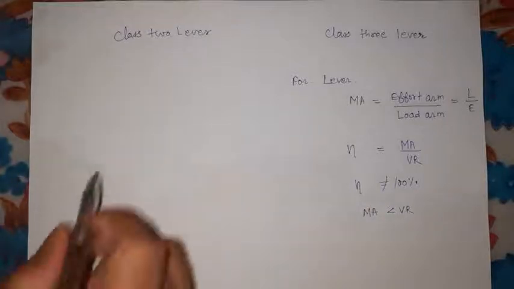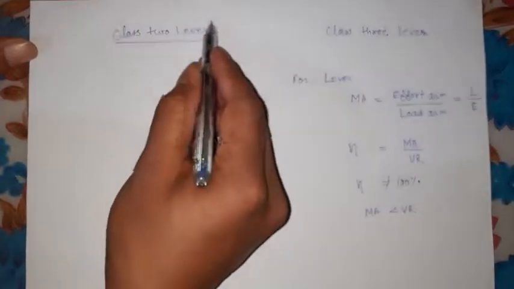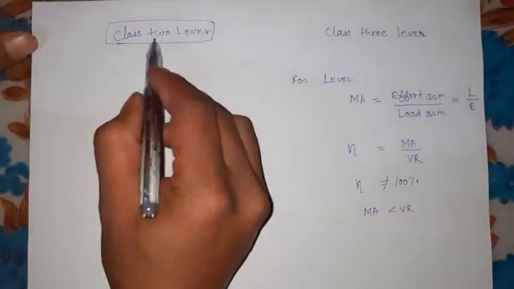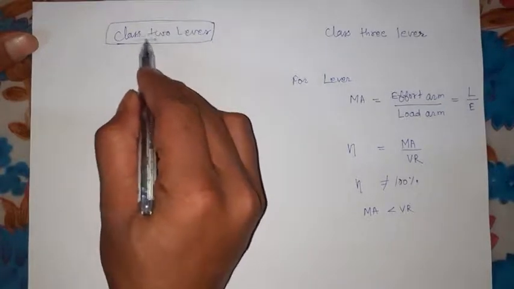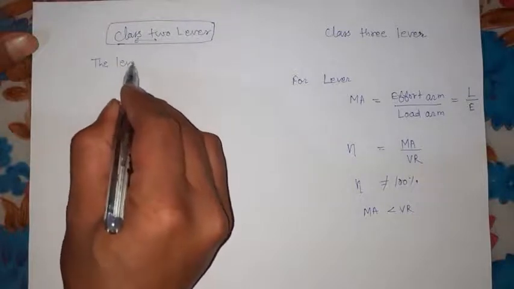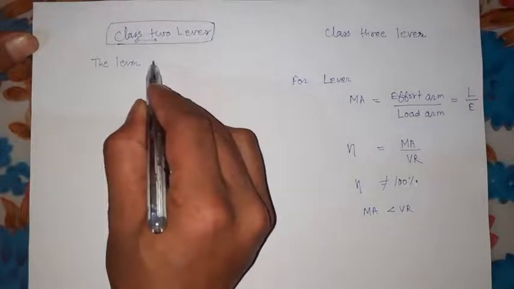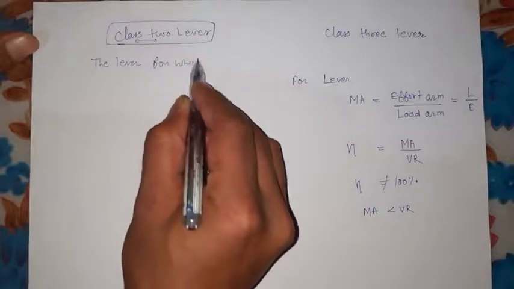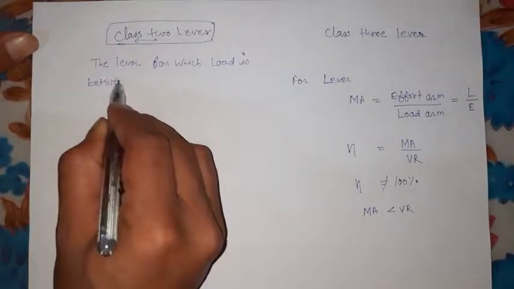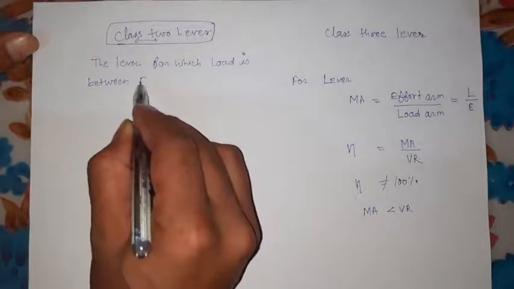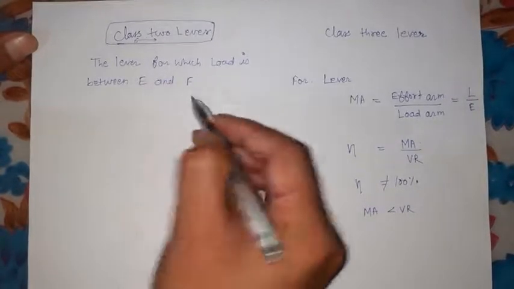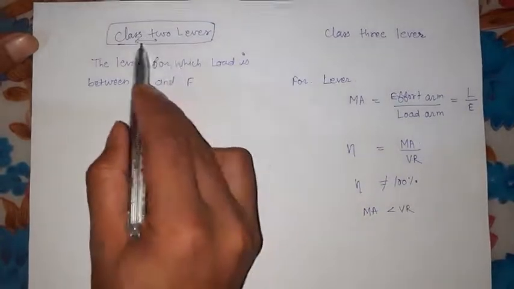Okay, now let us come to this class of lever. Here we are going to learn about class 2 lever. So which is said to be class 2 lever? Students, the lever for which the load is between the effort and fulcrum is said to be the second class lever. If load is between effort and fulcrum, then it will be class 2 lever.